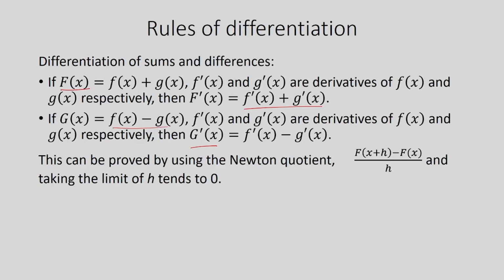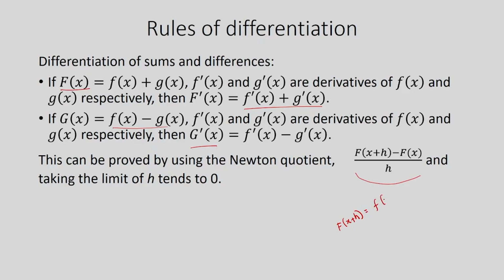So, both these results are intuitive, and how can we prove that? We can actually start from here. This is the Newton quotient, and we know if we take the limit of h goes to 0 of the Newton quotient, then we get the derivative. So, if I use this and then I use the fact that f of x plus h will be what?